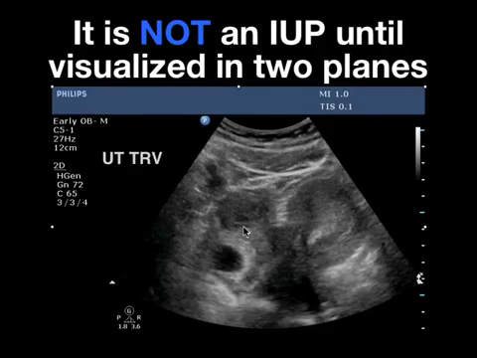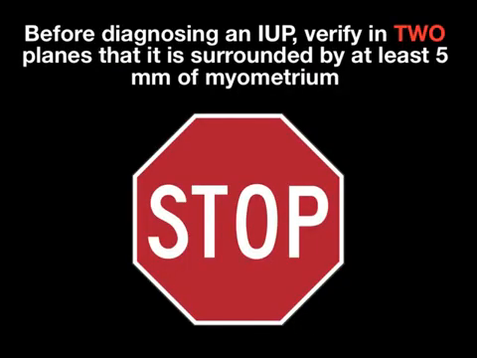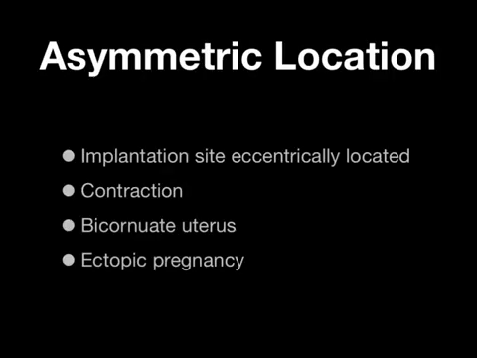You can only diagnose an IUP after you've seen it in two planes and have confirmed that it's within the uterus. So when you're attempting to diagnose an IUP, you've got to make sure that there's at least 5 millimeters of myometrium surrounding the pregnancy. There are a lot of things that can cause an asymmetric location. You could have an implantation site that's eccentrically located. You could have a contraction causing that appearance. You could have a bicornuate uterus, or you could have an interstitial ectopic pregnancy.